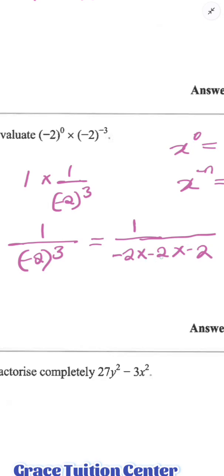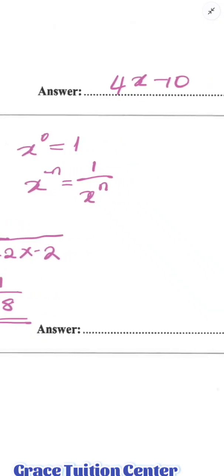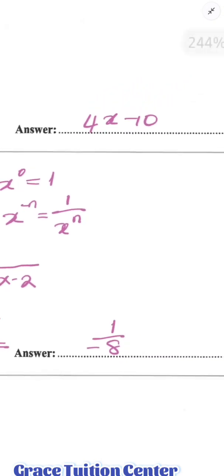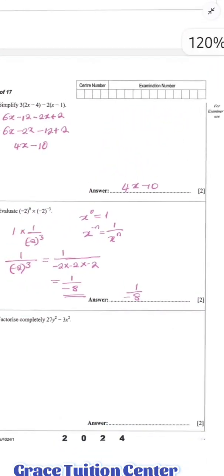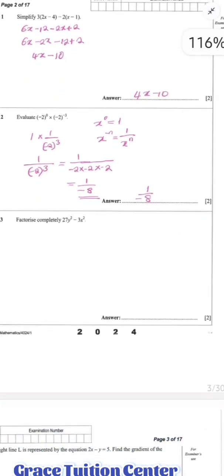So what is negative 2 times negative 2? That is positive 4. Positive 4 times negative 2, that is negative 8. So our answer is 1 over negative 8. That is our answer. So you can come here on your answer space and write your answer as 1 over negative 8. I hope that is clear.